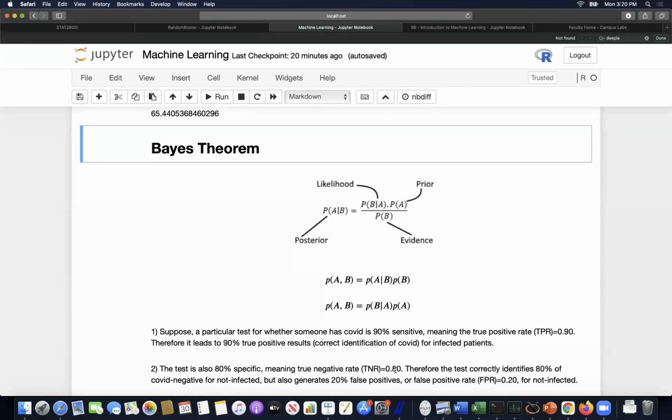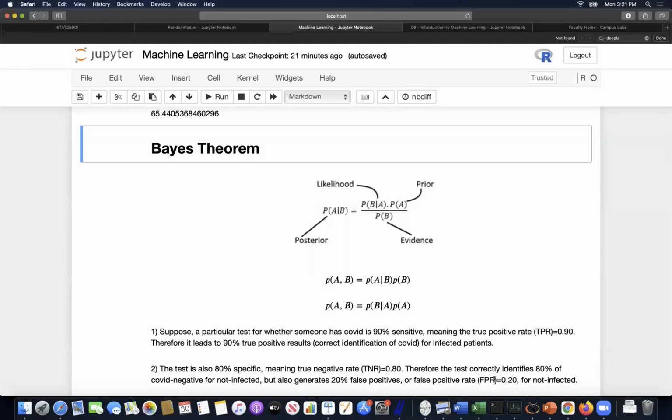What does it mean? A COVID negative patient comes in, and our test is going to be 80% correct, 80% of the time. And 20% of the time, it's going to mistake a non-infected person for an infected person. So a non-infected person comes in, and there is a 20% chance that the test is going to identify this non-infected person as COVID positive. So it's making mistakes 20% of the time.